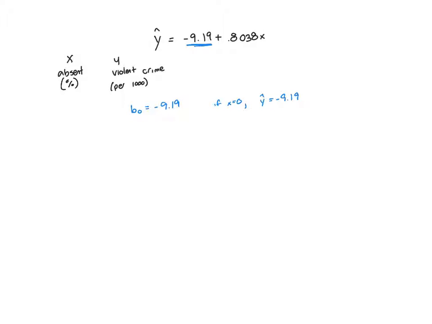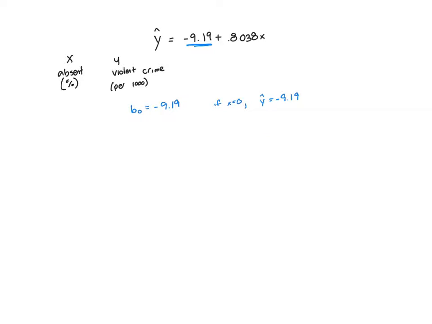Technically, what this tells me is that if I had a 0% absentee rate in 9th to 12th grade kids, I would see a negative amount of violent crimes committed. Now, it doesn't really make sense, and in fact, a lot of times the y-intercept doesn't actually have a real application. It's just there to adjust our line up or down.